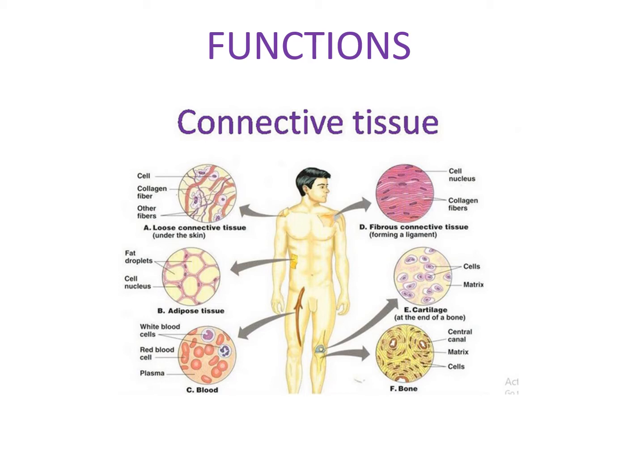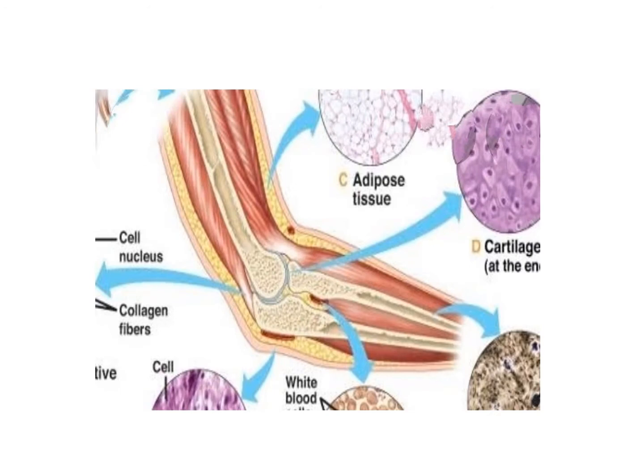It helps in the storage of nutrients, and blood is a connective tissue which transports nutrients, gases, and waste through the body. It helps in connection and binding, where the ligaments bind bone to bone and tendons connect muscle to bone. It helps in immune function, where white blood cells, a connective tissue, protect the body from invaders.